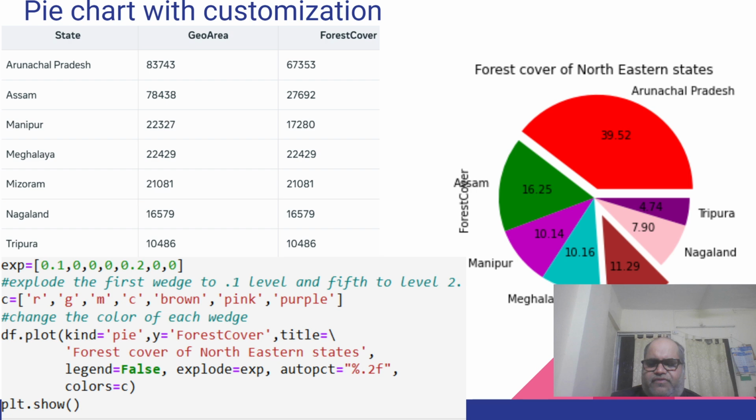Explode, so explode is what you are seeing, some of these pies coming out and looking a little bit attractive, and we have given weights. If you see in this explode list, the first one is 0.1, and the second, third, fourth, fifth ones are 0.2. So that's why you see two of these coming out more than the others, right? And yeah, that's it. So that's your pie chart.